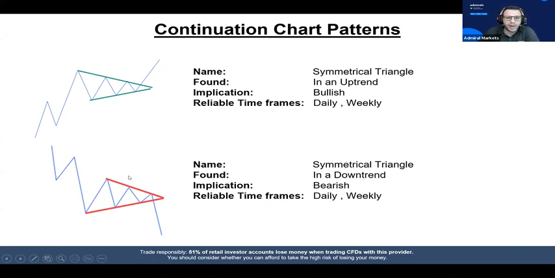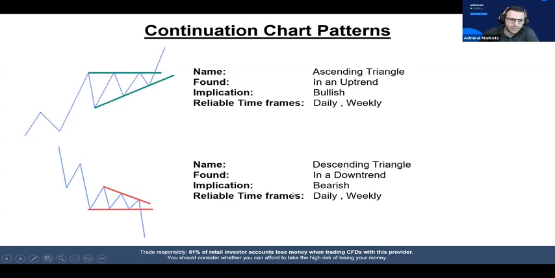This pattern, the symmetrical triangle, can also be found during a downtrend. The price is consolidating within one upward and one downward trend line, and then a breakaway of this triangle usually has bearish implications. And again, it's best applicable on the higher time frames.